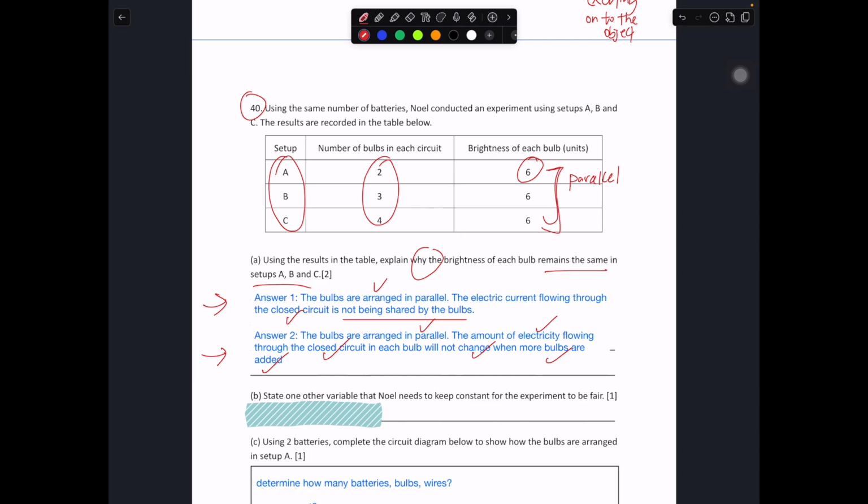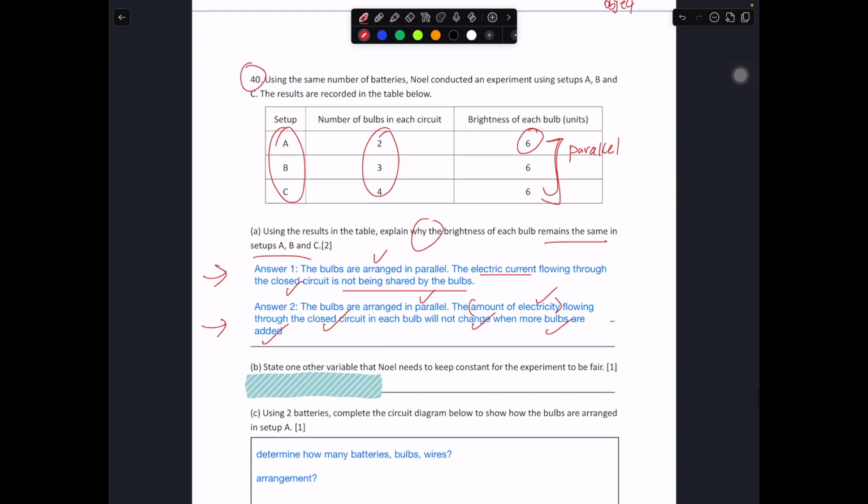Some of you that are not so familiar with the word electric current, you can just use the amount of electricity. It means the same thing. Okay, state one other variable, that means not mentioned in the question, that Noel needs to keep constant in order to ensure it is a fair test.